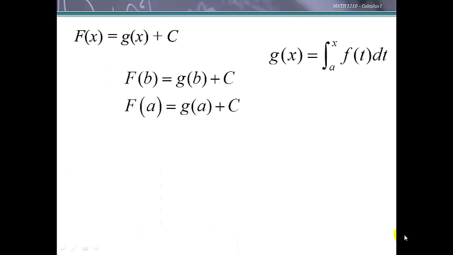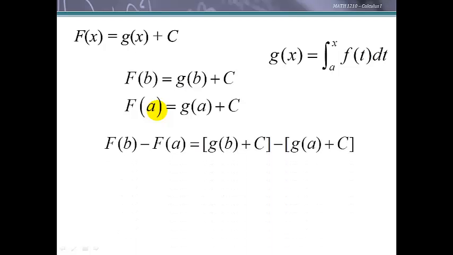So we know that capital F of x would equal g of x plus c. Now let's look at capital F of b, so that would be g of b plus c, and capital F of a, which would be g of a plus c. And let's go ahead and subtract these two equations. That would leave us F of b minus F of a equals g of b plus c minus g of a plus c. And we can see that these would cancel, and that would leave us with g of b minus g of a.